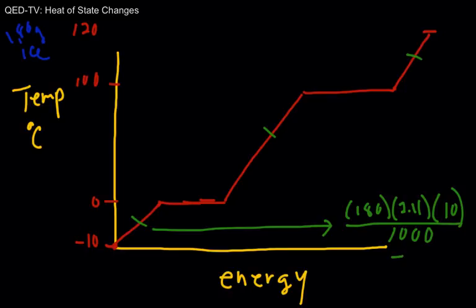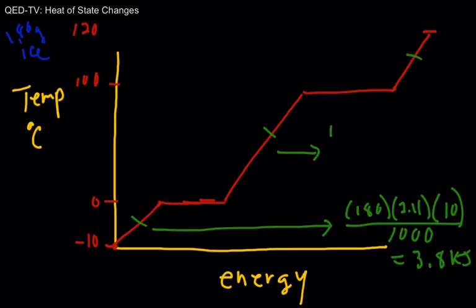And if we do that, we'll figure out how much energy that is. That should be around, we'll round it off, 3.8 kilojoules. So that's how much energy it takes to warm up 180 grams of -10 degree ice up to 0. Okay, so let's look at this MCAT right here.